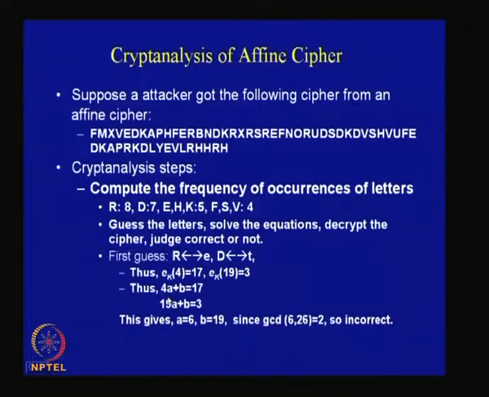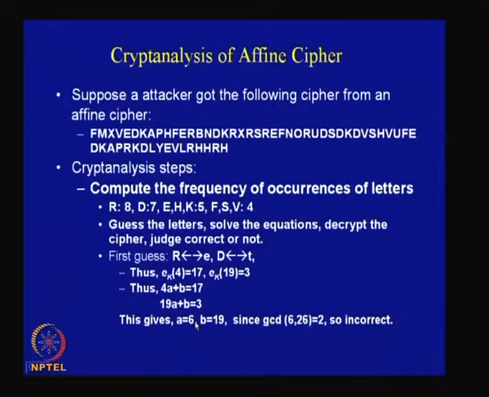If you remember, in affine ciphers you have two keys. The key was a tuple A comma B, and therefore you can write equations like 4A plus B is equal to 17 and 19A plus B is equal to 3. If you solve this, you will find that A is equal to 6 and B is equal to 19. So immediately you can say that this is a wrong guess.